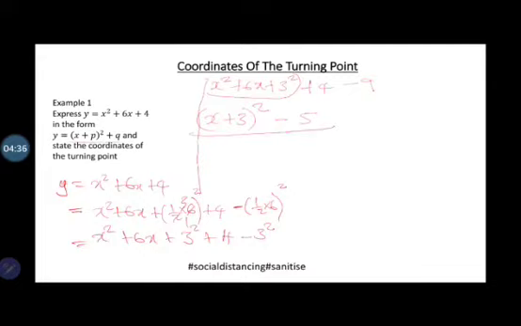We've expressed our quadratic function in terms of p and in terms of q, meaning that our p is 3 and our q, which is in this place, is negative 5. Therefore, our turning point, remember your turning point is negative p comma q, so that will just be negative 3 comma negative 5. So this quadratic function, if plotted, the turning point will be at this point, negative 3 comma negative 5.